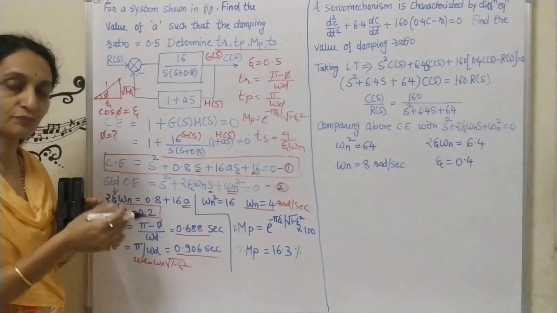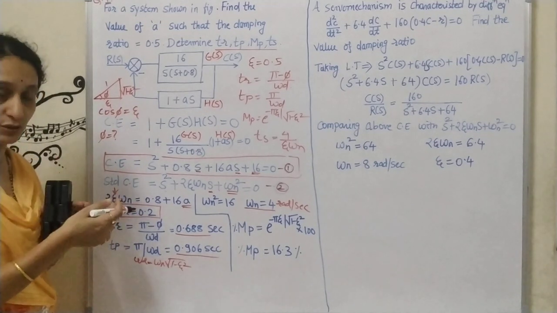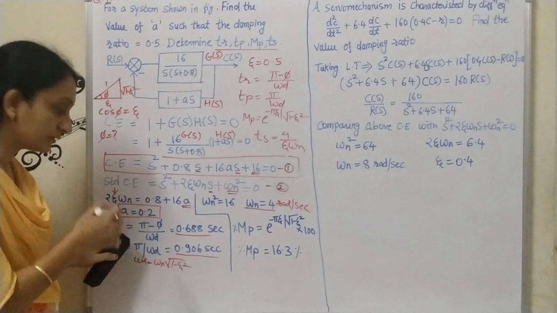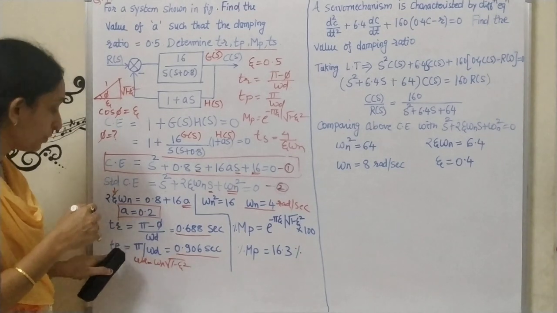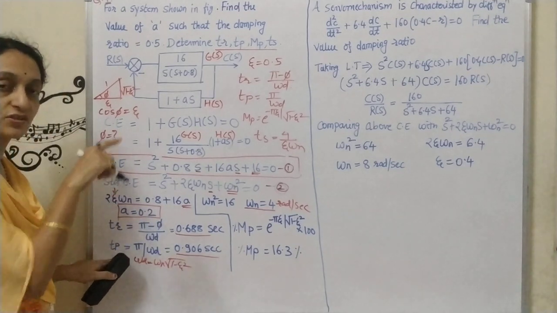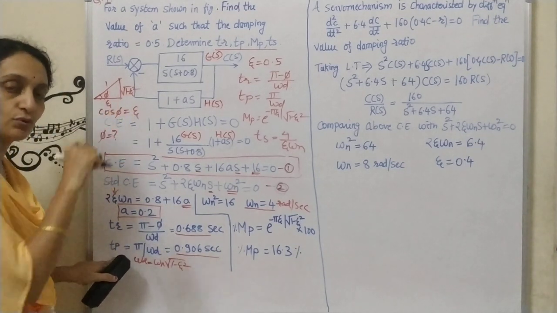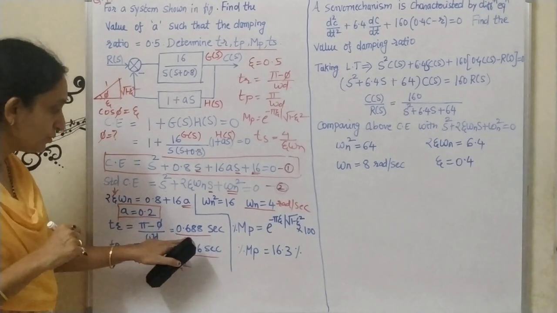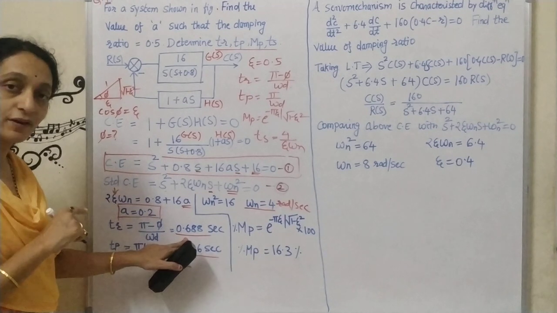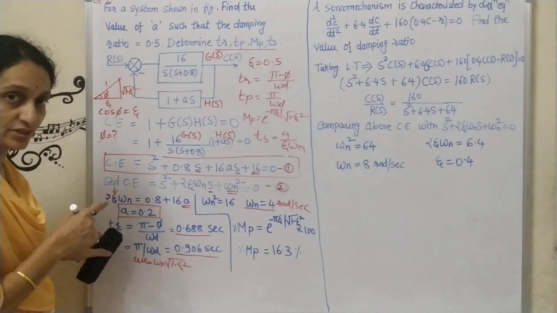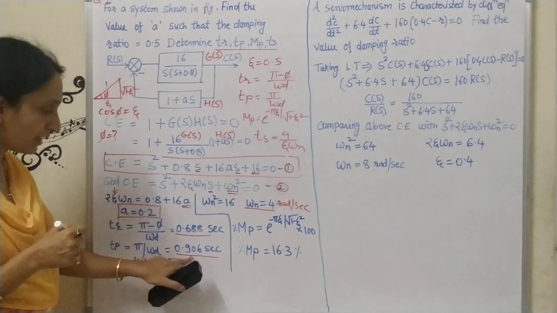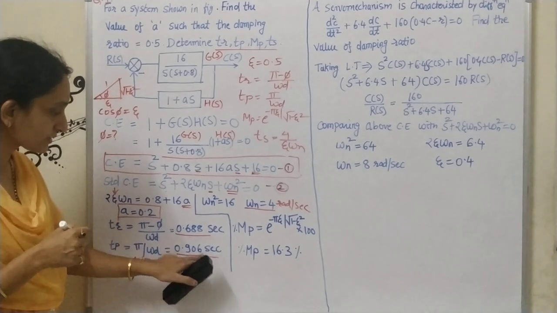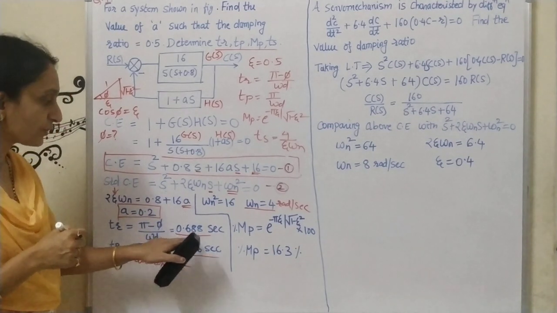If you remember that response, first of all there will be TD, the delay time. Then when the response reaches 100% of the value, you will get TR. What is TP? When the response reaches the highest peak, the time corresponding to the highest peak will be TP. So if you calculate the values, TP should definitely be greater than TR. You can cross check. Look at this, 0.906. Here you are getting TR as 0.688.